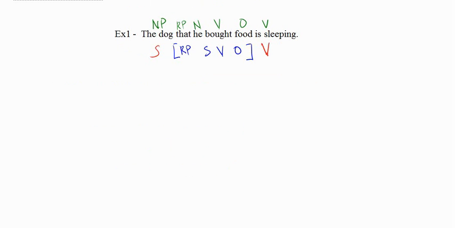So let's move on to the first example. The dog that he bought food is sleeping. So I've already broken down the word forms and created a sentence pattern, but let's extract the sentence. So for the first sentence, the outer sentence, this is probably what it's going to be. The dog is sleeping. So let's check the grammar on the outer sentence. We have a subject and we have a verb. So the grammar in the outer sentence is actually perfectly fine.